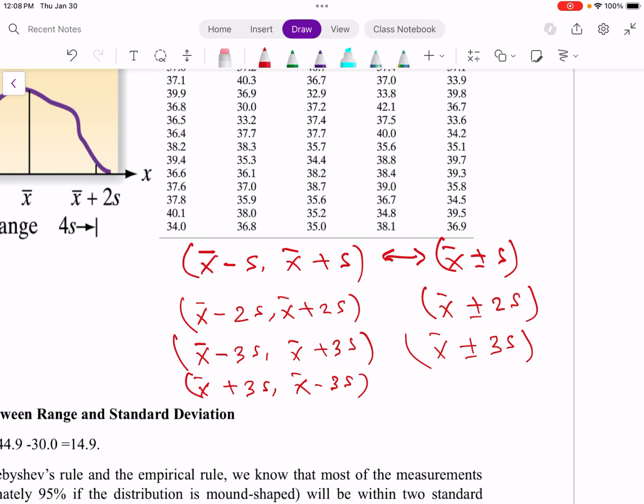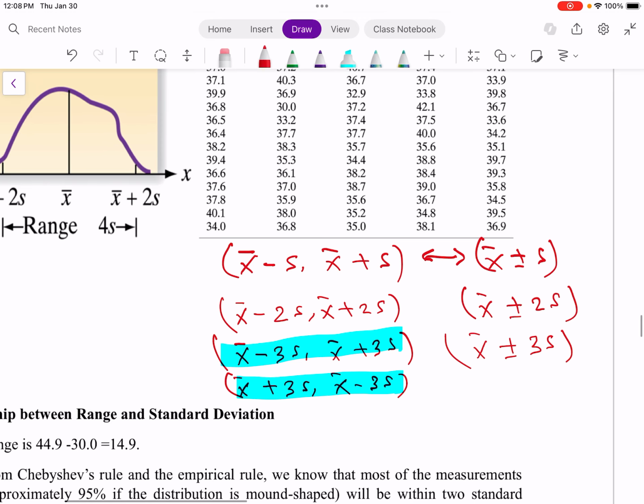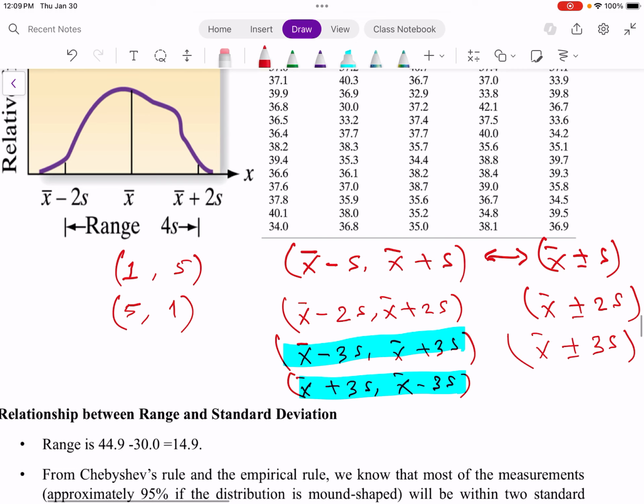How many of you think these two are the same thing? Raise your hand. Let me see. 1, 2, 3, 4, 5, 6. Okay, now let me give an example. These are intervals. If you have an interval 1 to 5, is this the same as the interval 5 to 1? Do you still think these two are the same thing? Okay, these are not the same.